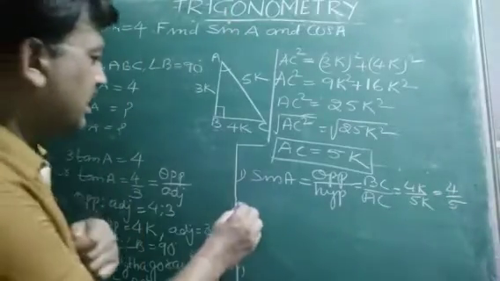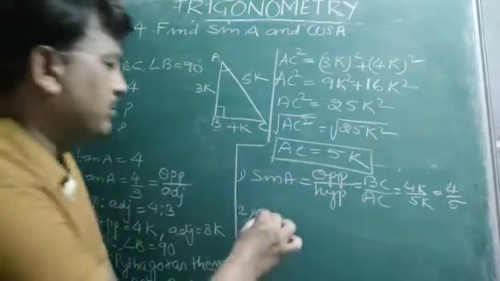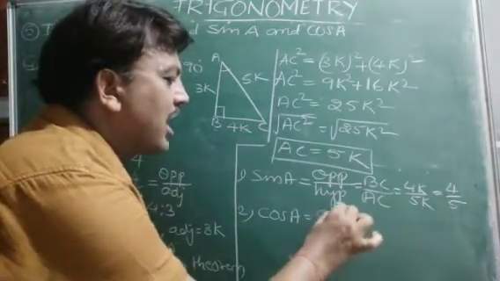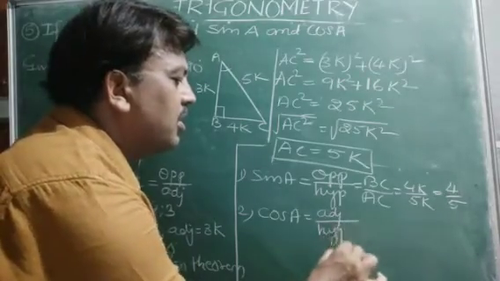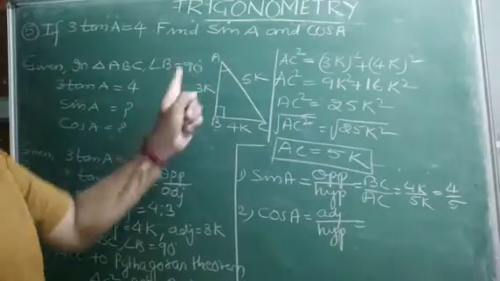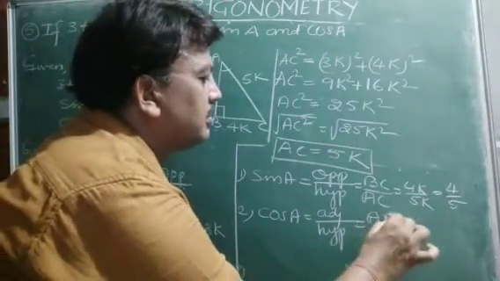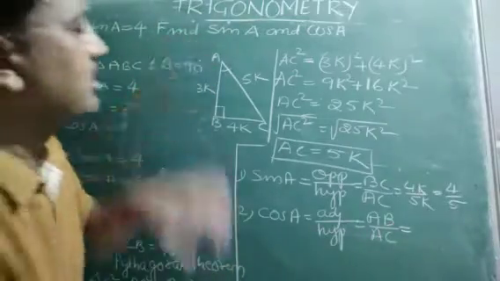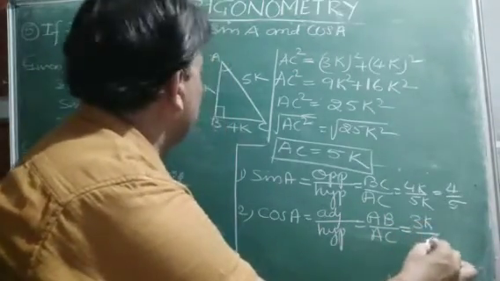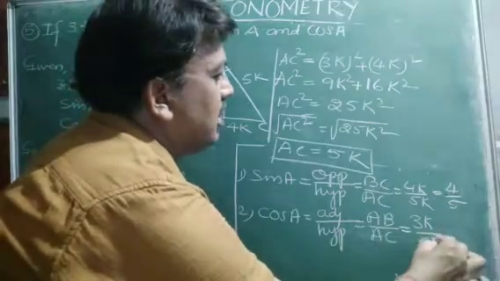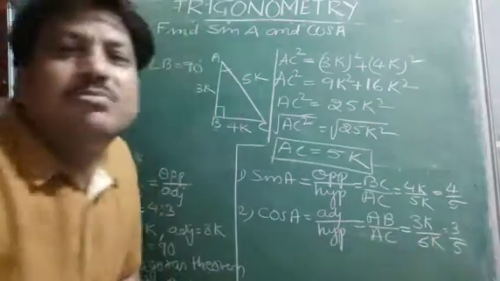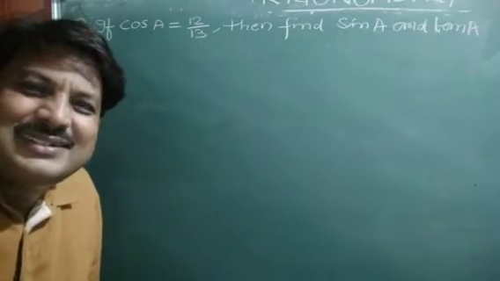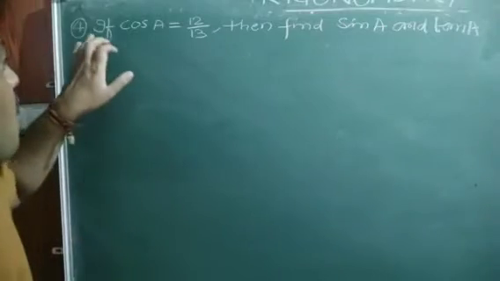Okay children. Second part, cos A. Cos A is equal to adjacent upon hypotenuse. With respect to A, adjacent is AB, upon hypotenuse AC. AB how much, children? 3k, upon AC, 5k, that is 3 upon 5. Okay children, is it not simple? Very, very simple question. So children, question number 4.